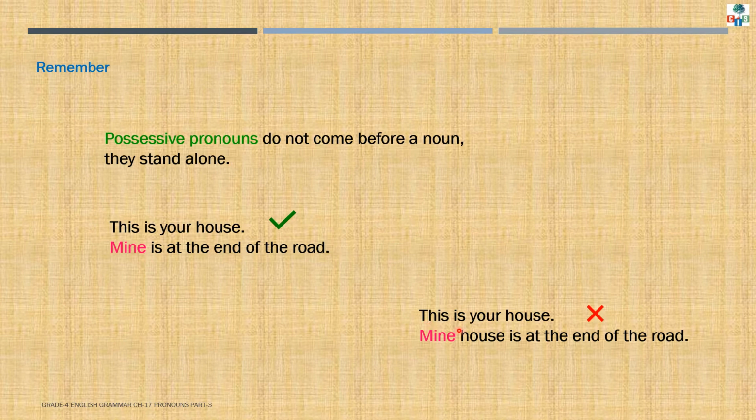Now see this example. This is your house. Yes, the noun is house. And before this noun, we have used the word your. That is a possessive adjective. Now see this example. My house is at the end of the road. Now the word mine, that is a possessive pronoun. And in this sentence, I have used house, that is a noun, after the possessive pronoun. That is incorrect. So children, remember that whenever there is a possessive pronoun, we do not use any noun after the possessive pronoun. So this is the correct way to use a possessive pronoun. This is your house. Mine is at the end of the road. Now, possessive adjectives we will do later in our next class.